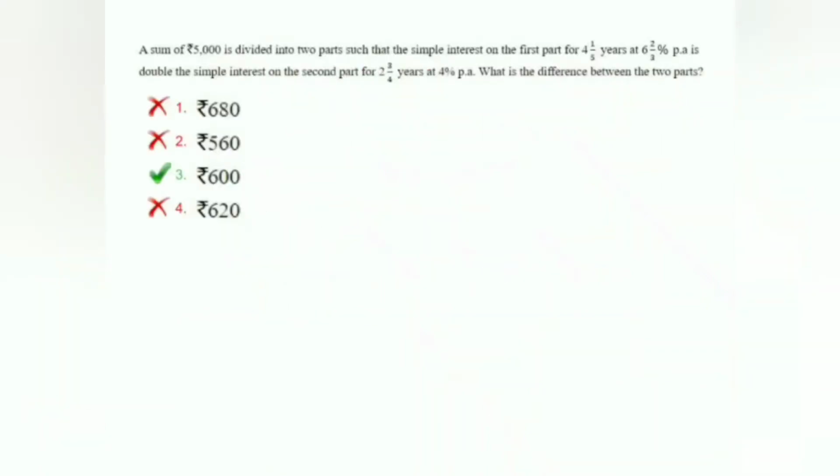A sum of 5000 is divided into two parts such that the simple interest on the first part for 4 1 by 4 years at 6 2 by 3% per annum is double the simple interest on the second part for 2 3 by 4 years at 4% per annum. What is the difference between the two parts? So we are dividing 5000 into two parts. Let the first part be A, second part be B.